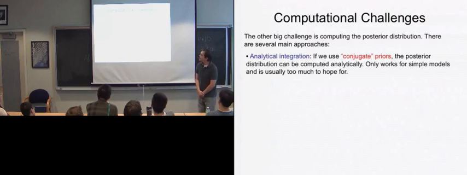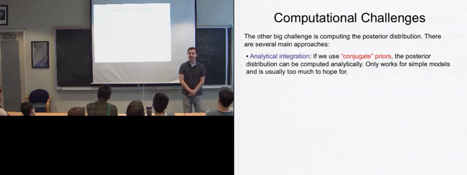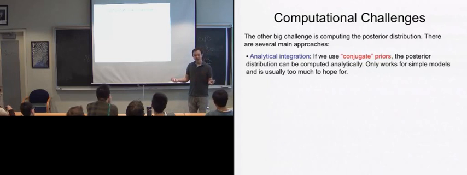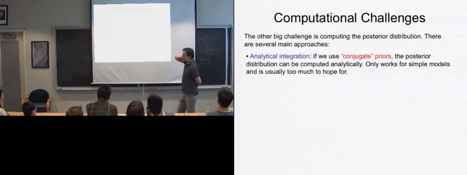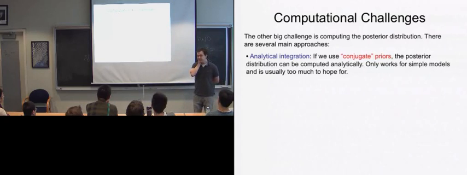The first one is called analytical integration. In this case, if we use so-called conjugate priors, then the posterior can be computed analytically. So the very first thing we can do is specify certain types of priors. Now, these priors might not reflect our beliefs about the world or the parameters, but a lot of people use conjugate priors because that makes computations analytically tractable. So you can compute things exactly. We'll see some of that. It only works for simple models, and it's usually too much to hope for. Generally speaking, this is something that you can do, but it's fairly limited.